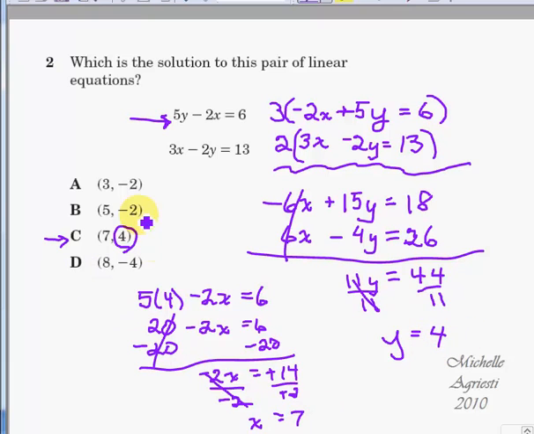So if x is 7 and y is 4, 5 times 4 will be 20. Negative 2 times 7 would be negative 14. And that works. In the second equation, with x being 7, 3 times 7 is 21. And negative 2 times 4 will be negative 8. And 21 minus 8 is 13. So it does work in both equations. So that's not too bad. It does take some algebra, and there is room for some error. But if you always check your answer, you'll be fine.